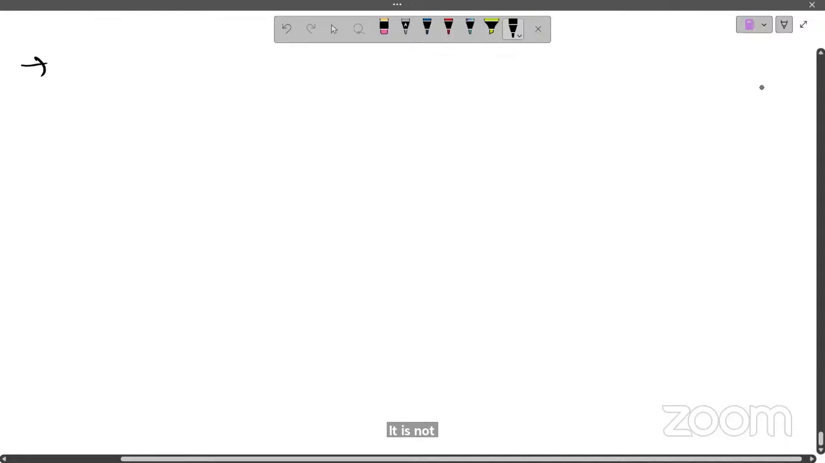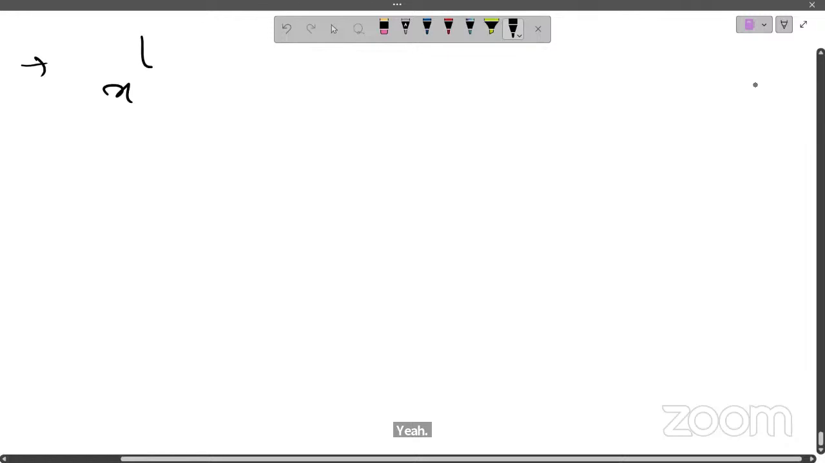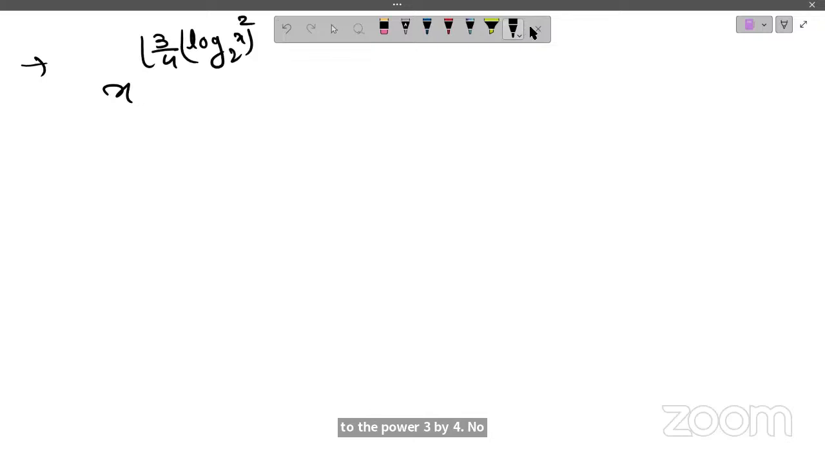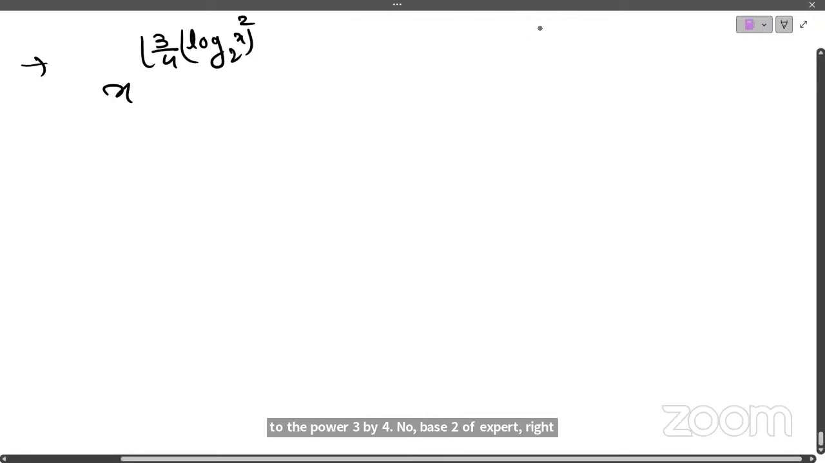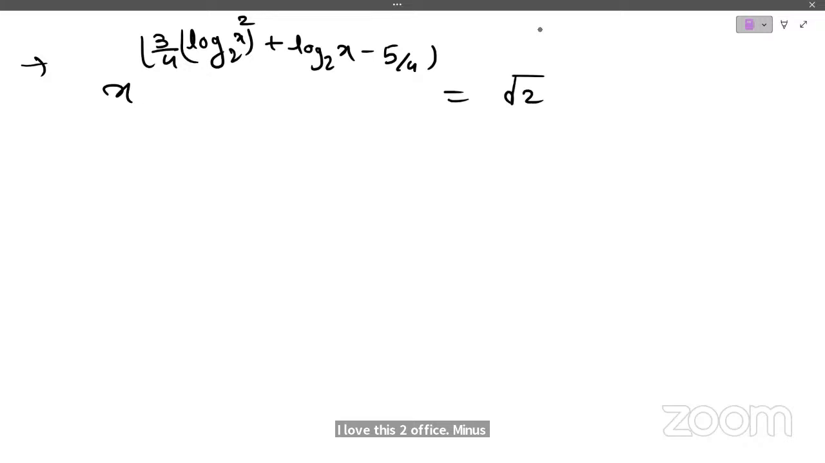I have posted a question in the chat box. This is your question. Find the number of solutions of x to the power (3/4 (log base 2 of x)^2 plus log base 2 of x minus 5/4) equals root 2. So we have to find the number of solutions.